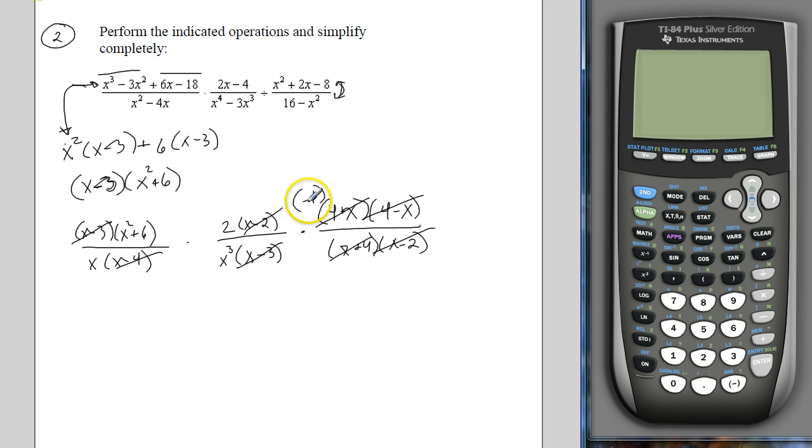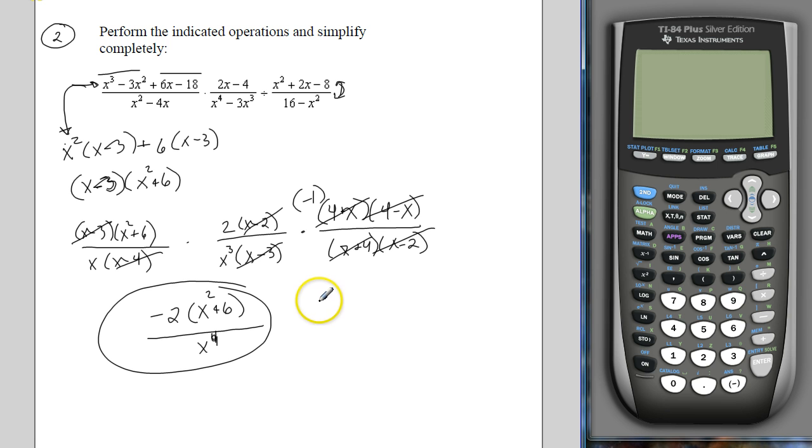So I got a 2 and a negative 1 multiply, you get negative 2 times whatever's left, x squared plus 6. And I'm not going to distribute it. I'm just going to leave it. It's factored form. Factored form is fine. And downstairs I get x to the 4th. Now, it's not pretty like the other answer, but it's an answer. So it's negative 2 times x squared plus 6 over x to the 4th power. That's a good one.